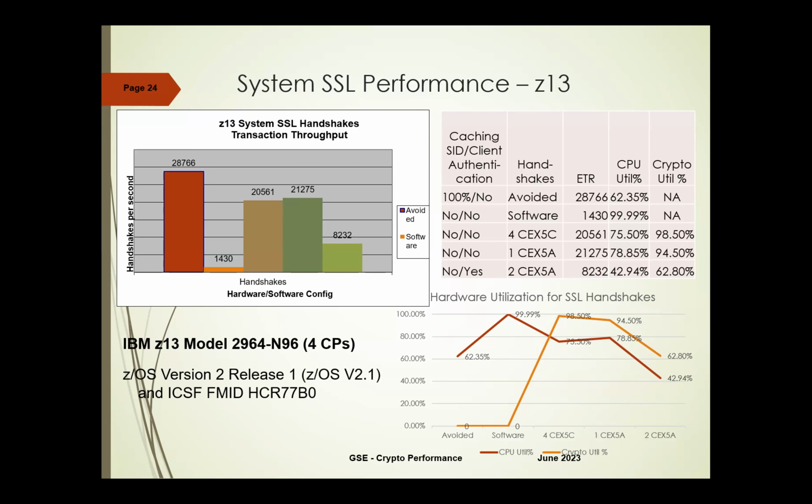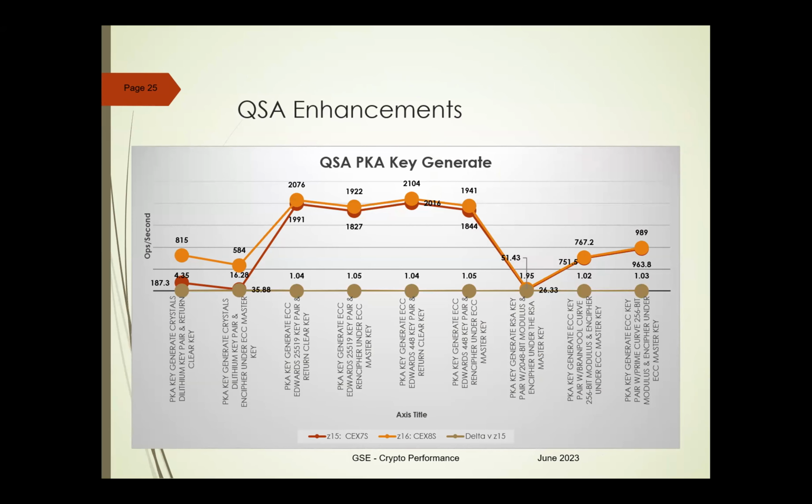On slide 25, let's talk about QSA. The Z16 announcement letter specifically called out that the bulk of the performance improvements on the Z16 crypto were related to QSA. And very clearly, we can see at the front of the chart, for these particular operations, there's a pretty dramatic improvement in QSA operations. Now, for some of the others the performance isn't quite as dramatic, but the Z16 is still better performing when it comes to QSA.